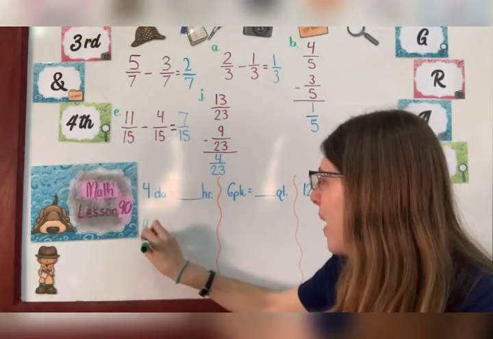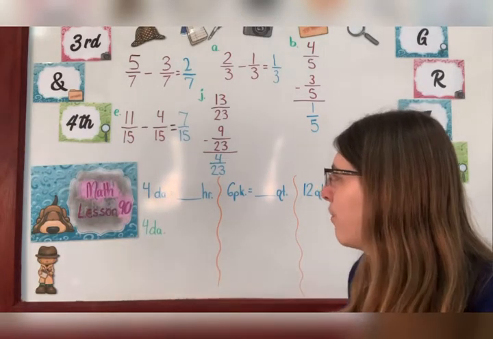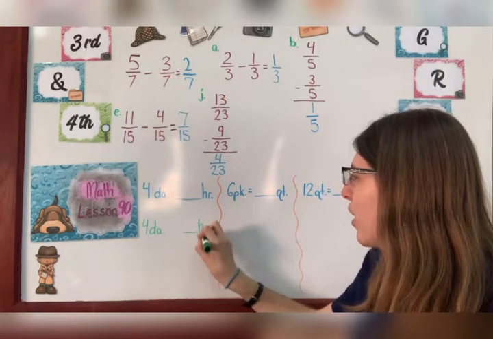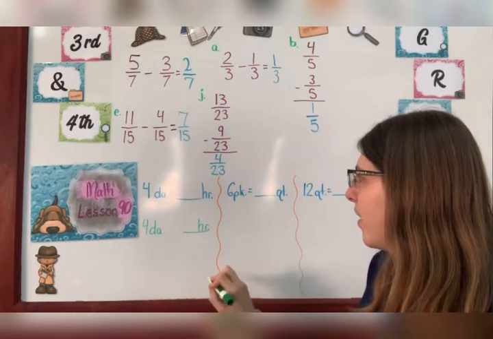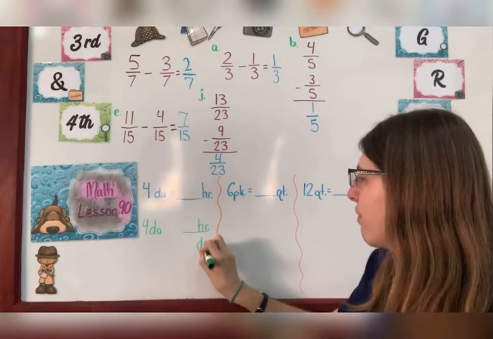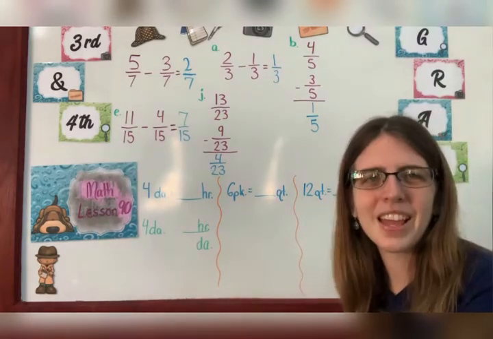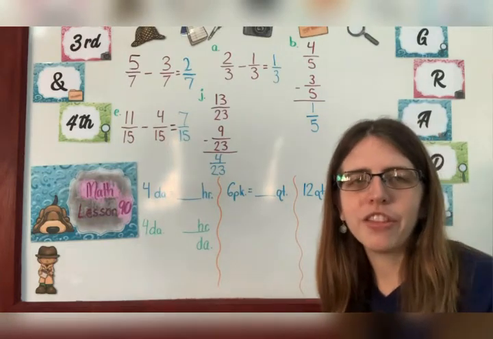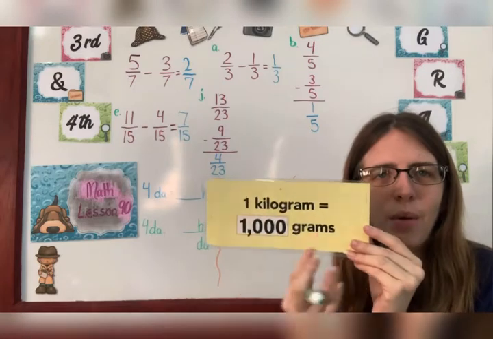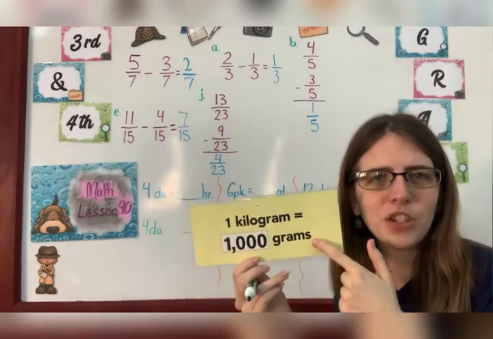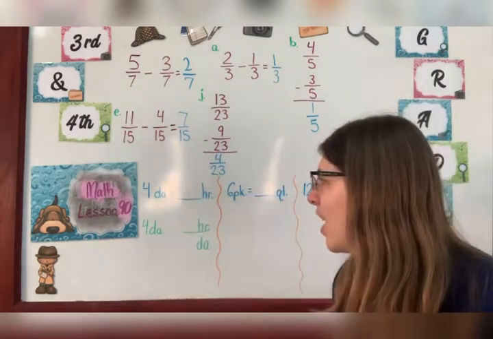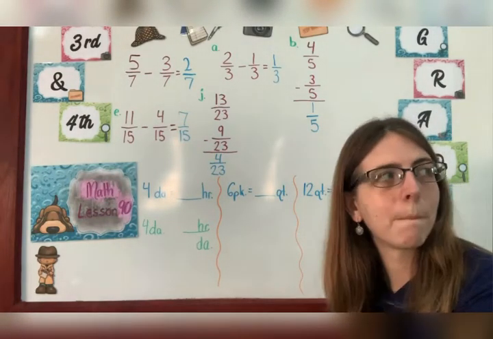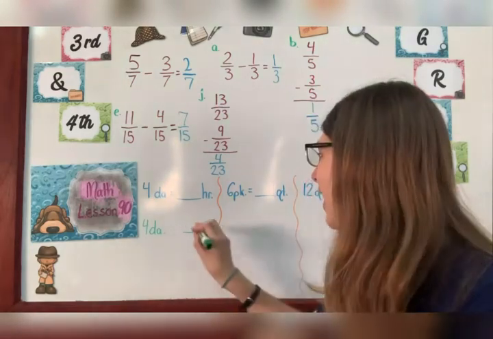We set it up by writing what we start with. We start with 4 days. Then we draw a line and we put the unit that we are changing to on the top. The unit that we are changing from on the bottom. Now we write our conversion factor. That's what we call these things, okay, that show how one unit is related to another unit. So how many hours are in a day? 24, very good.